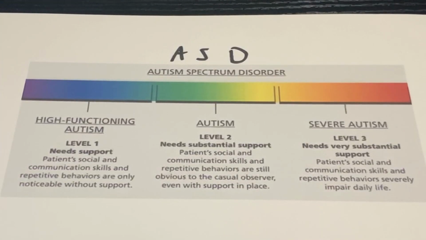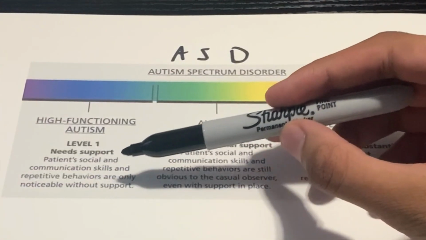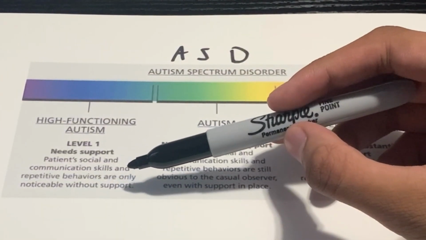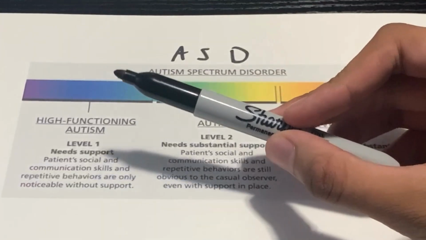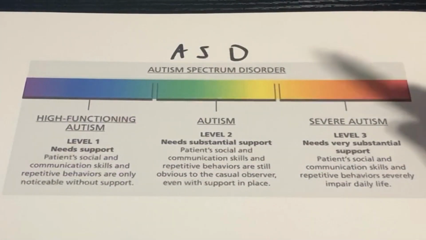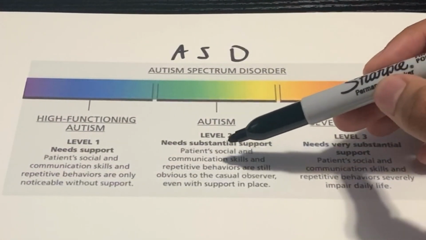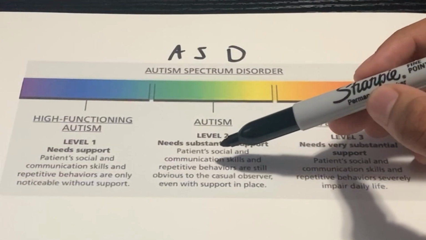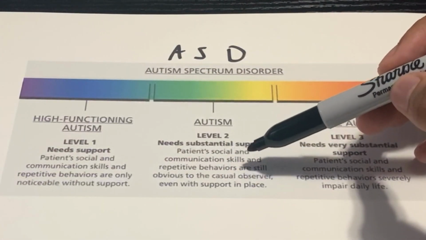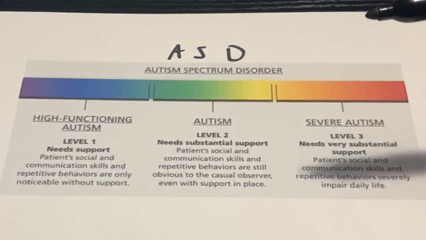So this is the autism spectrum disorder, where there are 3 levels. Level 1, which is needs support: patient's social and communication skills and repetitive behaviors are only noticeable without support. So this would be the HFA, their less severe autism. And then level 2, in the middle, needs substantial support. Their patient's social and communication skills and repetitive behaviors are still obvious to an observer, even with support in place.